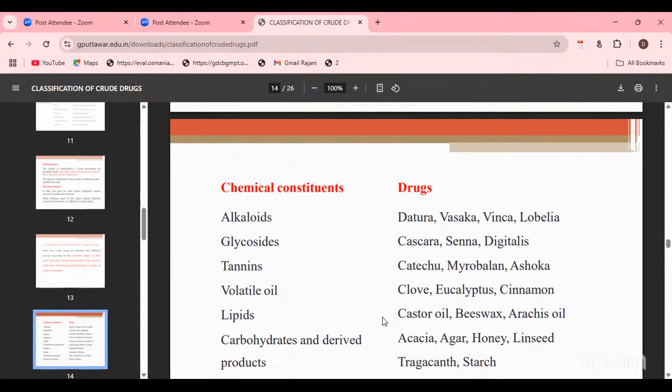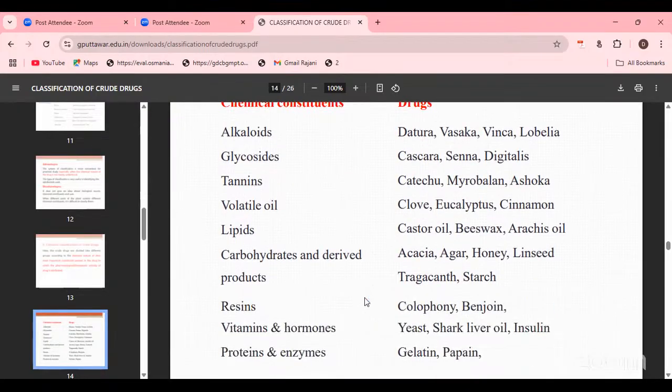Alkaloids: you can identify alkaloids in datura, vasaka, vinca, lobelia. Glycosides: cascara, senna, and digitalis are the glycosides present. Tannins: catechu, myrobalan, ashoka. Volatile oils: clove, eucalyptus, cinnamon produce different types of volatile oils. Alkaloids are produced by datura, vasaka, vinca, and lobelia.